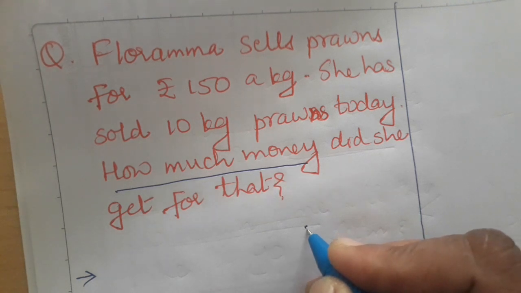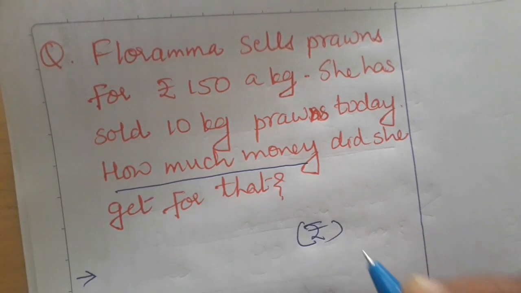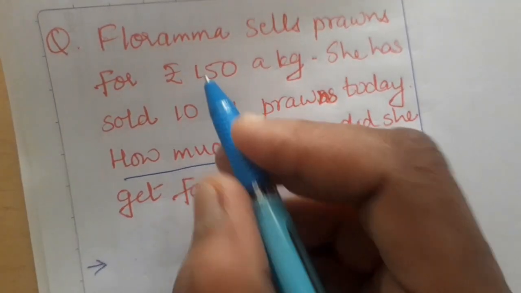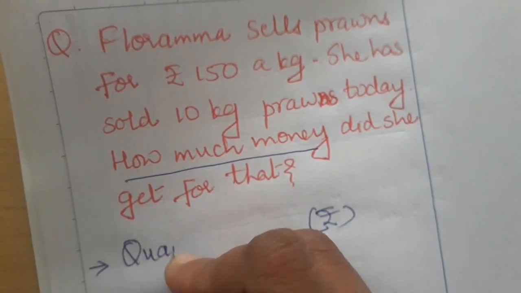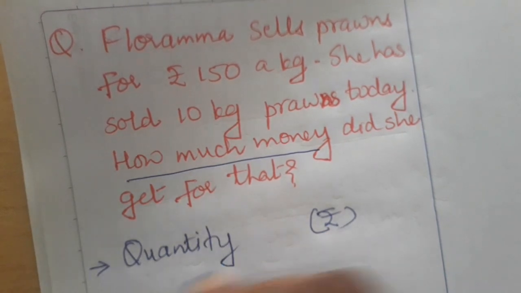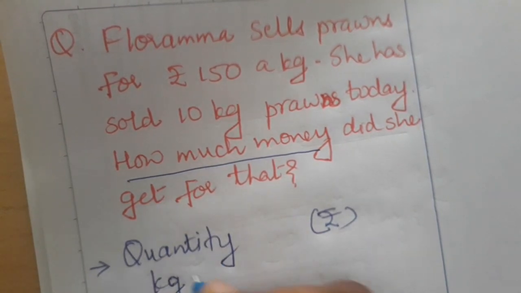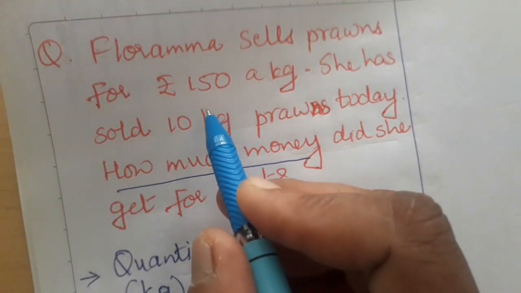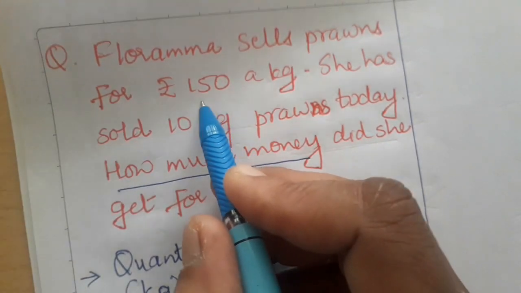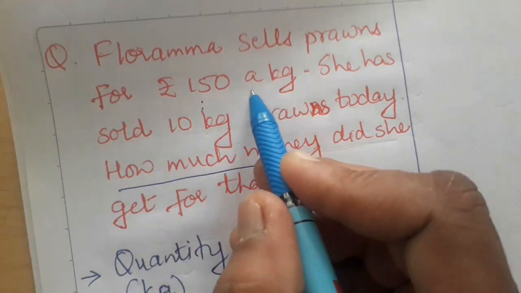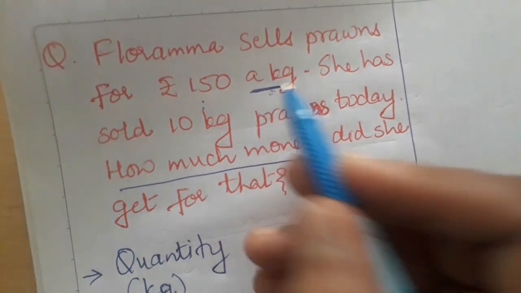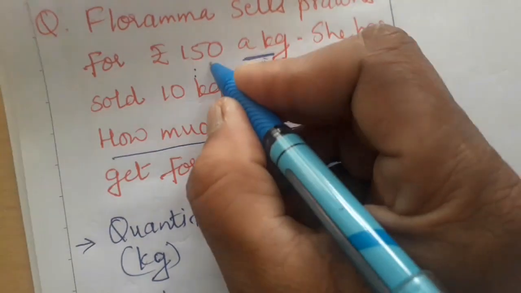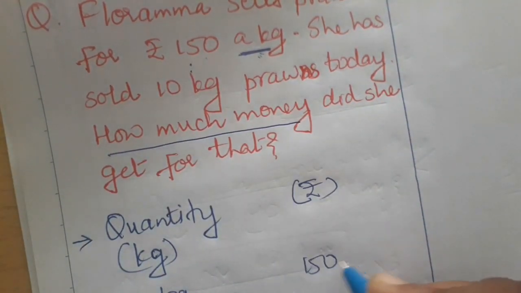Okay. So here rupees, my right hand side, and what will be my left hand side? That is quantity which is given in kg. So I will write here kg. Fine. And now write the numbers in appropriate column. 150 rupees a kg. A kg, that means 1 kg. So here I will write 1 kg and 150 rupees.